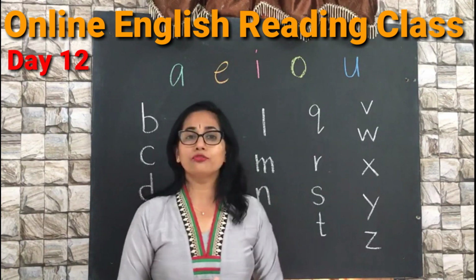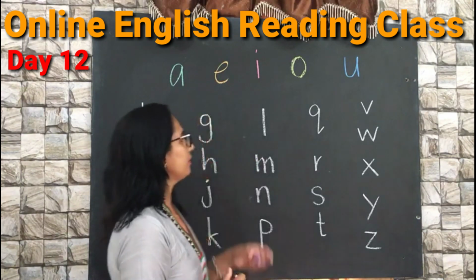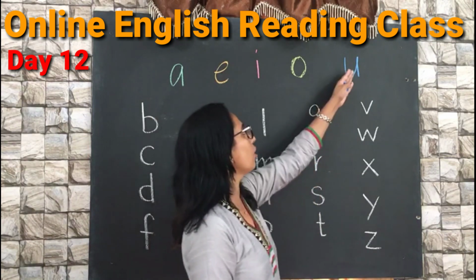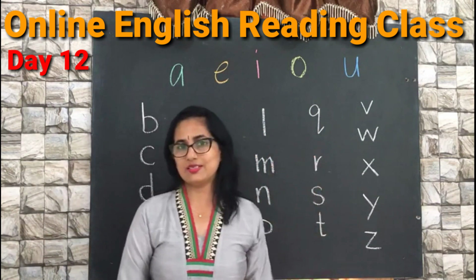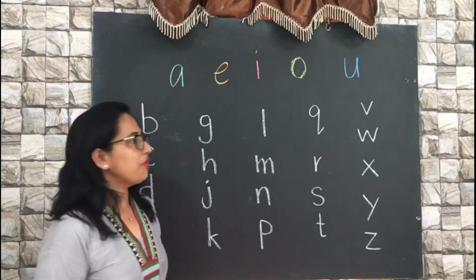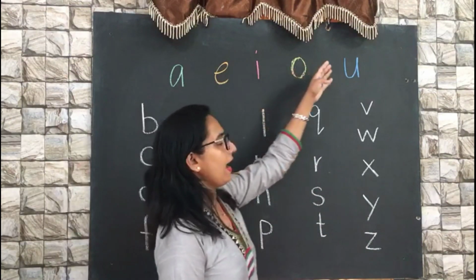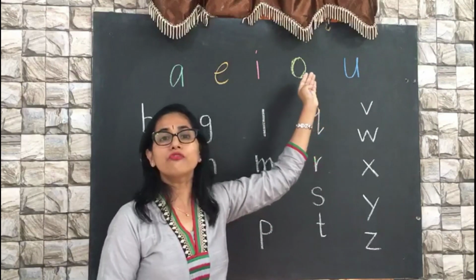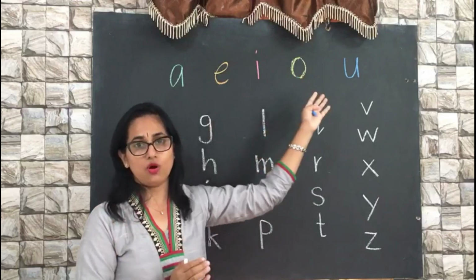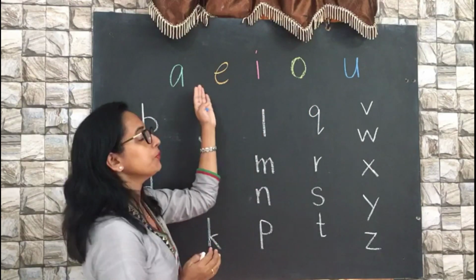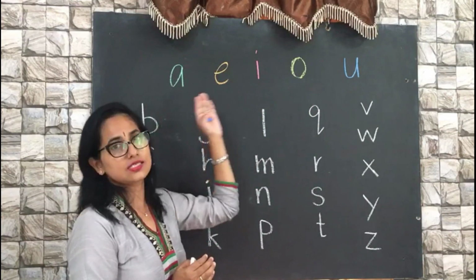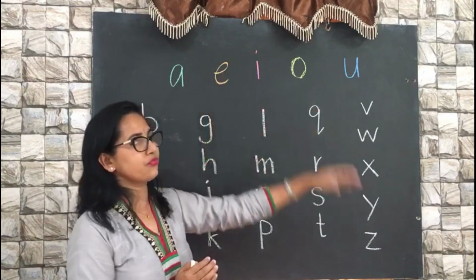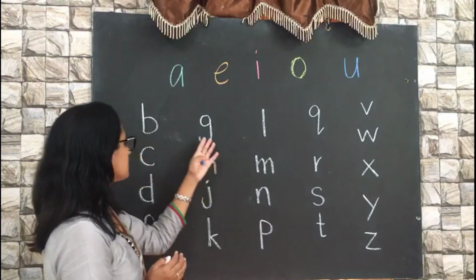I welcome you all for the day 12 English online reading class, and today's topic is how to join vowel U along with all these consonants. Here we have vowel A, E, I, O and U. I have written all the vowels in different colors to differentiate the sounds between the vowels. This will help our child to easily identify the sound, as well as remember the vowels forever. And these are the consonants.